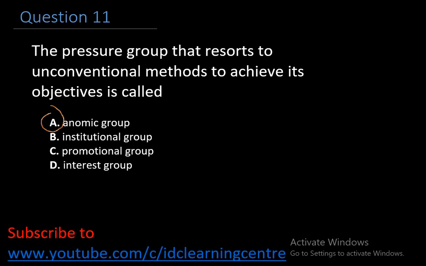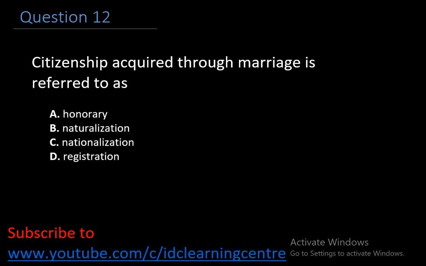It should be observed that anomic groups are spontaneous, unorganized mob groups which are only interested in immediate achievement of goals or seizure of power. They use violence, demonstrations, strikes, e.g., students' group riot against hike in the price of fuel, etc. So let's look at question 12.